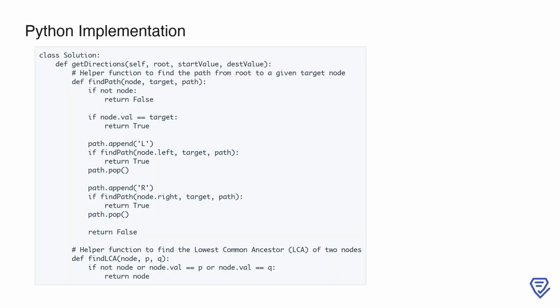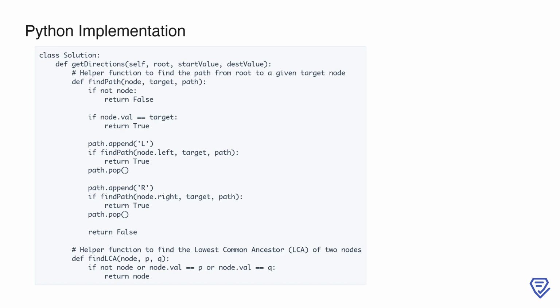To solve this problem, we start by defining the getDirections method within the solution class. This method will ultimately compute the step-by-step directions from one node to another in a binary tree. First, we define a helper function called findPath, which is responsible for finding the path from the root node to a specific target node. The function uses recursion to traverse the tree.